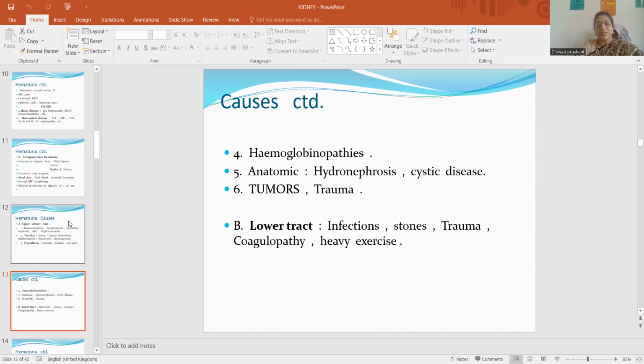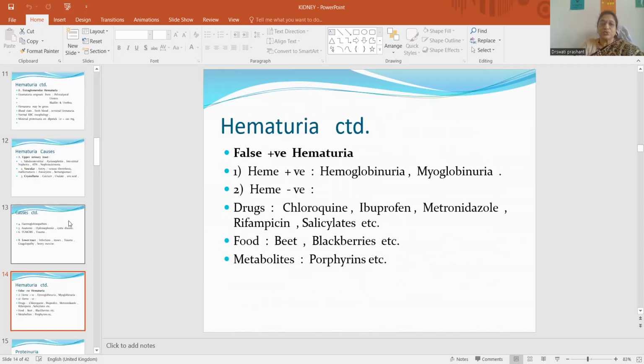The lower tract causes of extraglomerular hematuria are infections, that is ascending infections, stones, trauma, coagulopathy, or heavy exercise simply can also lead to hematuria.